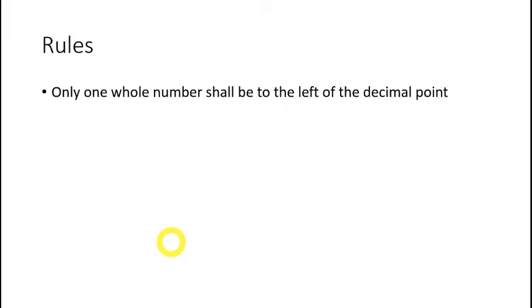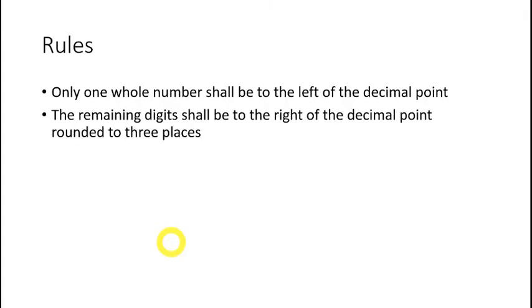Only one whole number shall be to the left of the decimal point. That is the first rule. It's much simpler. You only have one whole number. It's not the 1 to 3 like we do in engineering notation. Just one whole number to the left of the decimal point. The remaining digits shall be to the right of the decimal point, and in our case, in this class, we are going to round to 3 decimal places. Not everywhere that scientific notated numbers are represented are rounded to 3 decimal places. We're just going to do it for our purposes here.